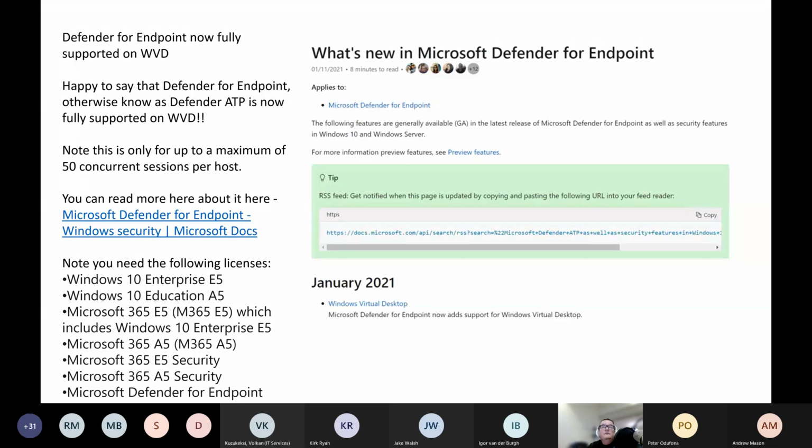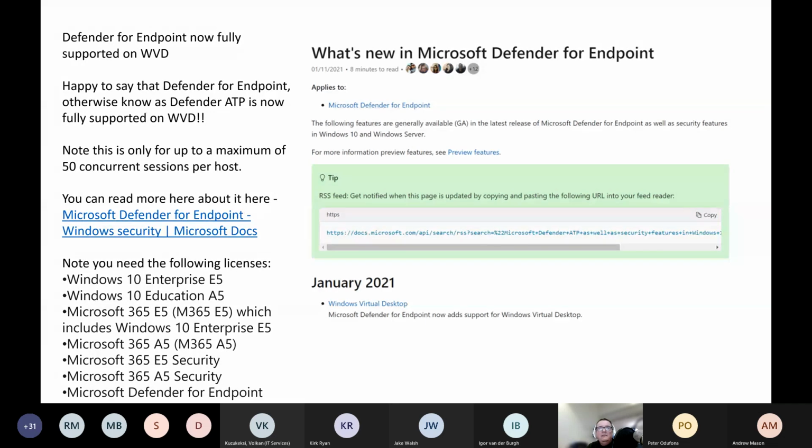Defender for Endpoint is now fully supported on Windows Virtual Desktop. This one was in preview, I think it was last month, with up to 25 sessions per host. It's now gone into full GA, and you can have up to 50 sessions per host. Now, I believe that's just what has been tested, so it may go beyond that, but you won't be supported beyond that. So if you don't know what Defender for Endpoint is, it's the old Defender for ATP.